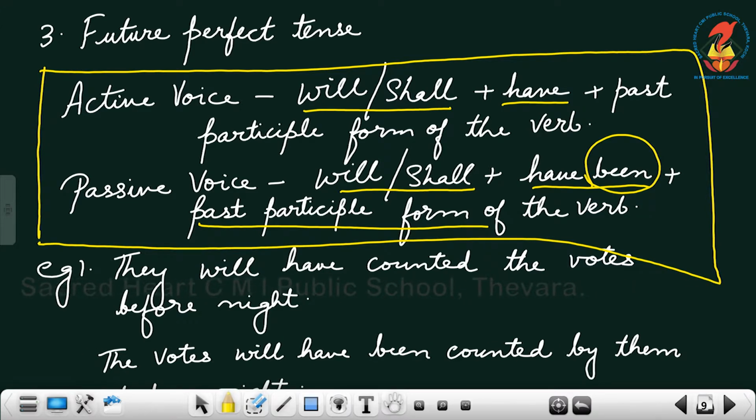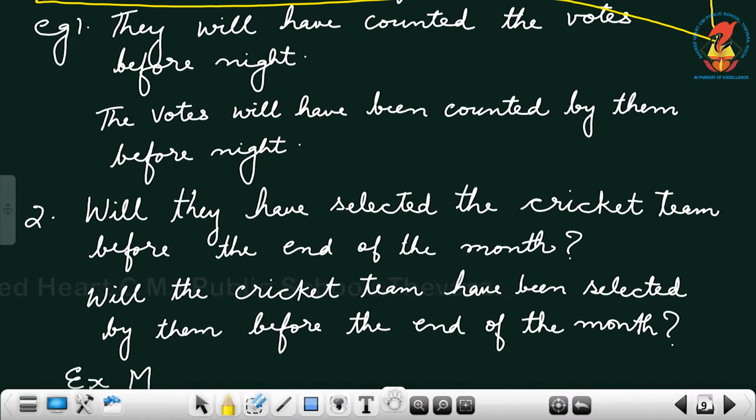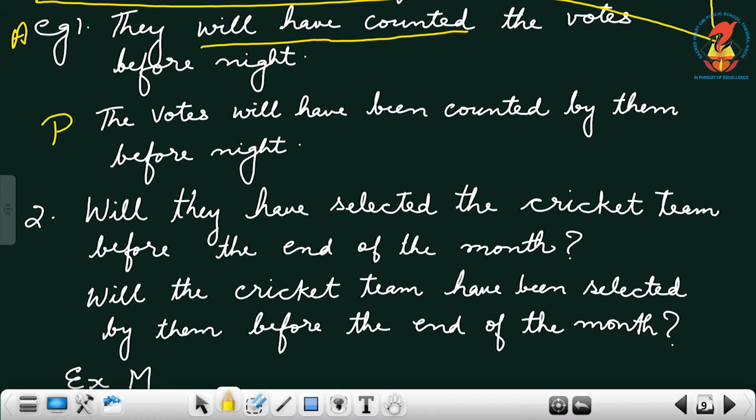Let's see some examples. The first example is, they will have counted the votes before midnight. Will have counted. This is the active form. Okay, when you convert it into passive form, the votes will have been counted.